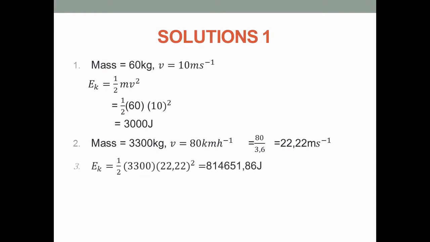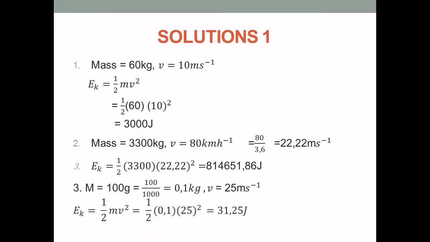Question number two, then we make substitutions. Half times 3,300 times 22.22 squared. Then we get 814,651.86 joules. That is the kinetic energy. Number three, we have the mass, which is 100 grams. We divide 100 by 1,000, we get 0.1 kilograms. Then the speed is 25 meters per second. Then we substitute into the formula, we get 31.25 joules.